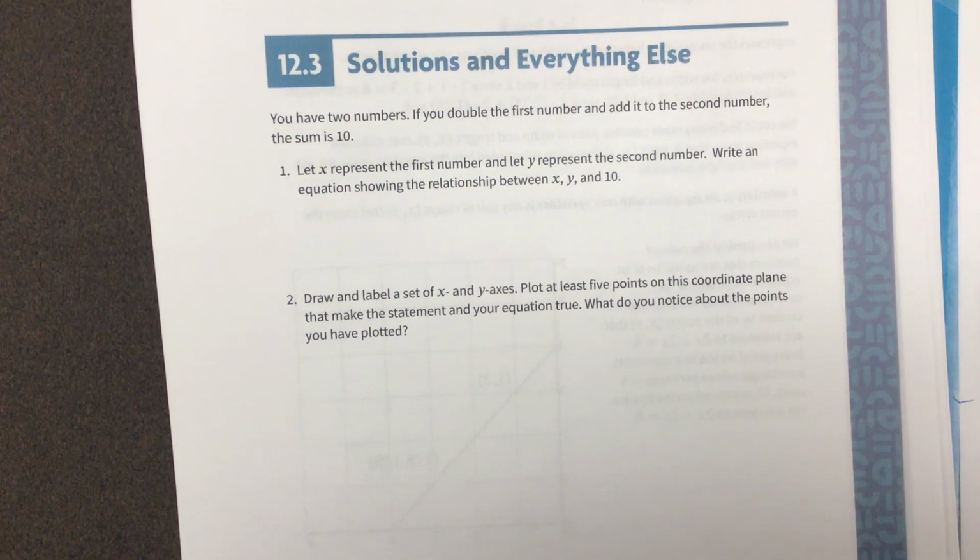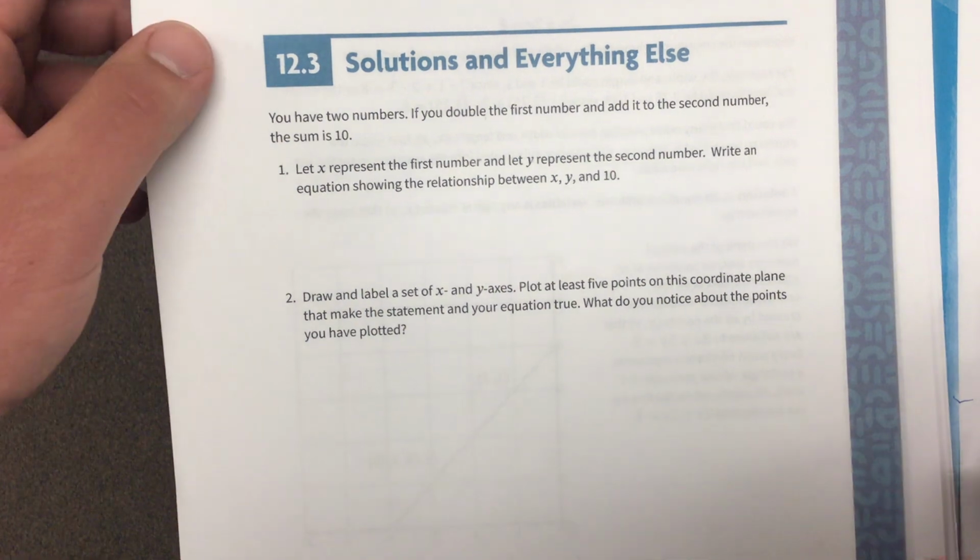You have two numbers. If you double the first number and add it to the second number, the sum is 10. Let x represent the first number and let y represent the second number. Write an equation showing the relationship between x and y. That doesn't make sense. Can you read this again?